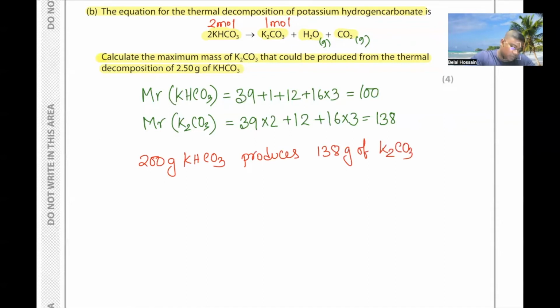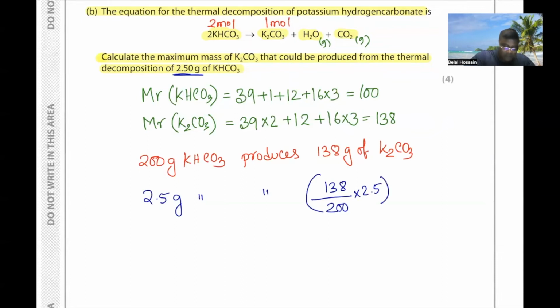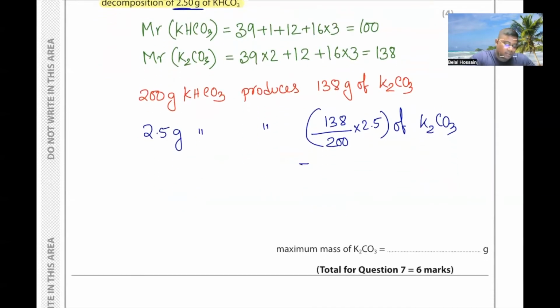Now, since we have 2.5 gram to start with, we can say 2.5 gram potassium hydrogen carbonate produces 138 divided by 200 and multiplied by 2.5. And this quantity of K2CO3 will be produced. So the answer comes out to be 1.725 gram of potassium carbonate that will be produced. So the maximum mass of potassium carbonate will be 1.725.